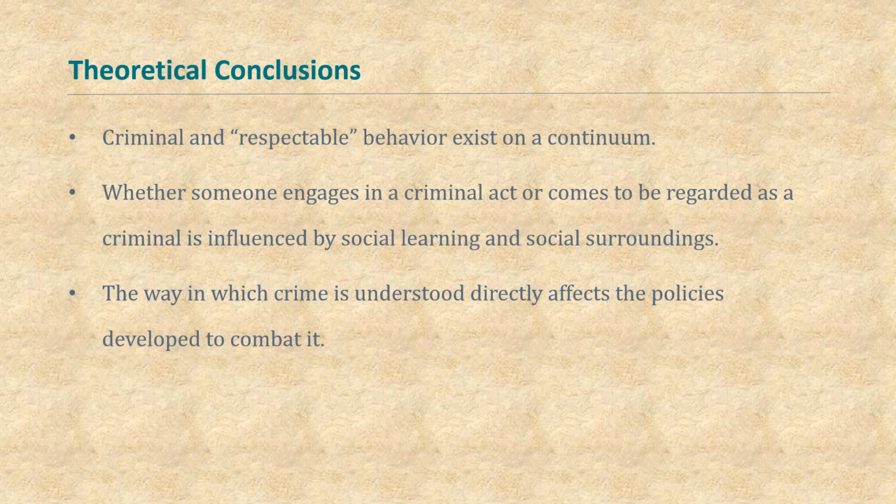What are the theoretical conclusions here? The theoretical conclusions are that criminal and respectable behavior exist on a continuum. Whether someone engages in a criminal act or comes to be regarded as a criminal is influenced by social learning and social surroundings. The way in which crime is understood directly affects the policies developed to combat it.